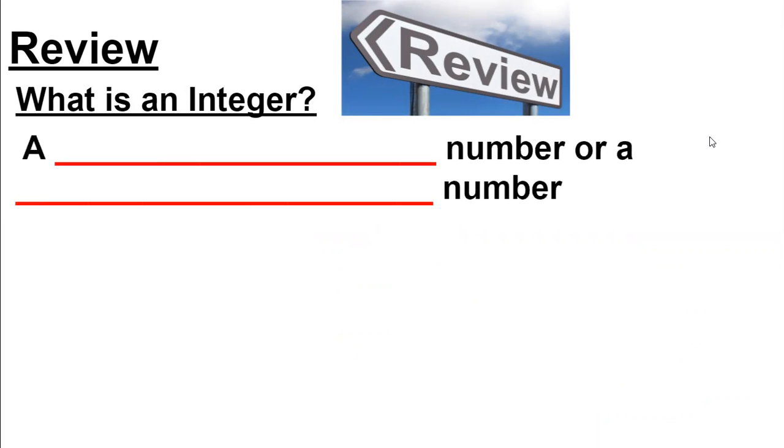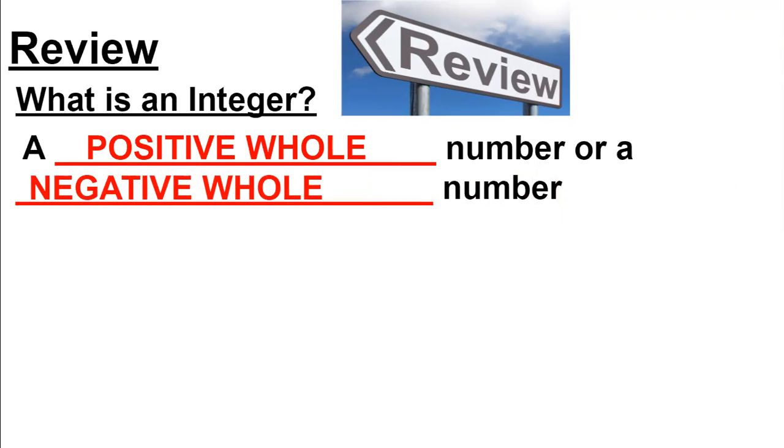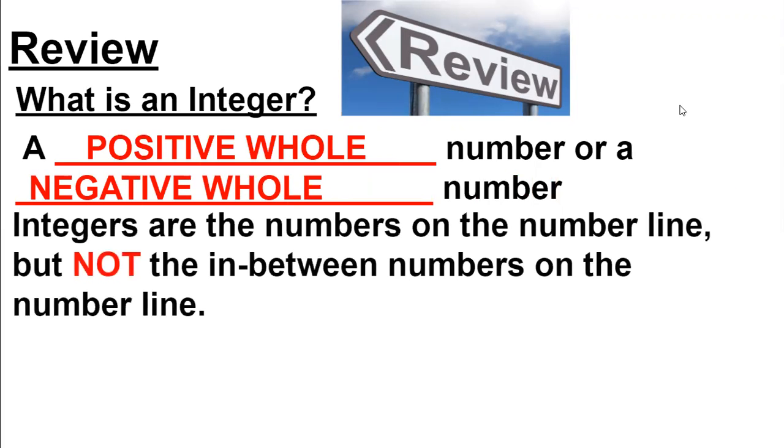Moving on from there. Let's do a little review from our last lesson. What is an integer? Think to yourself, what is an integer? A blank number or a blank number? Did you say a positive whole number? Good for you. Or a, you got it, negative whole number. Excellent. Moving on. Integers are the numbers on the number line, but not the in-between numbers on the number line.